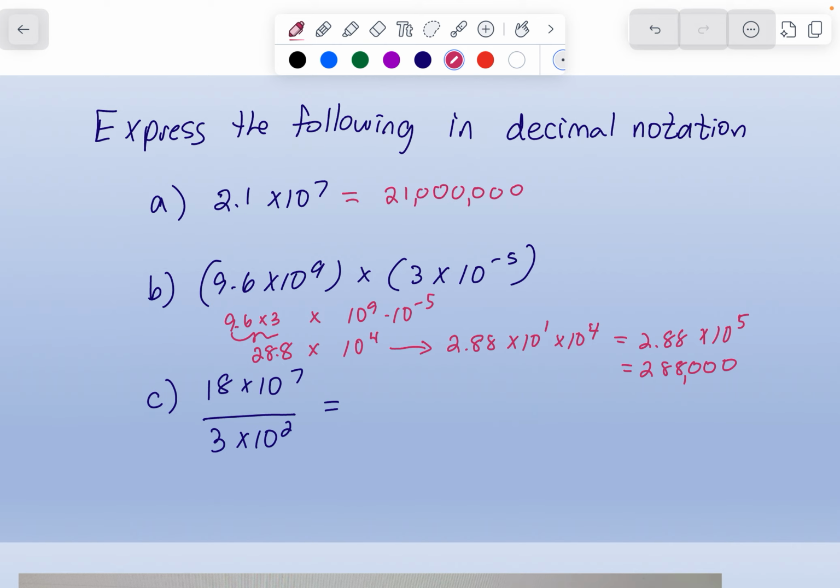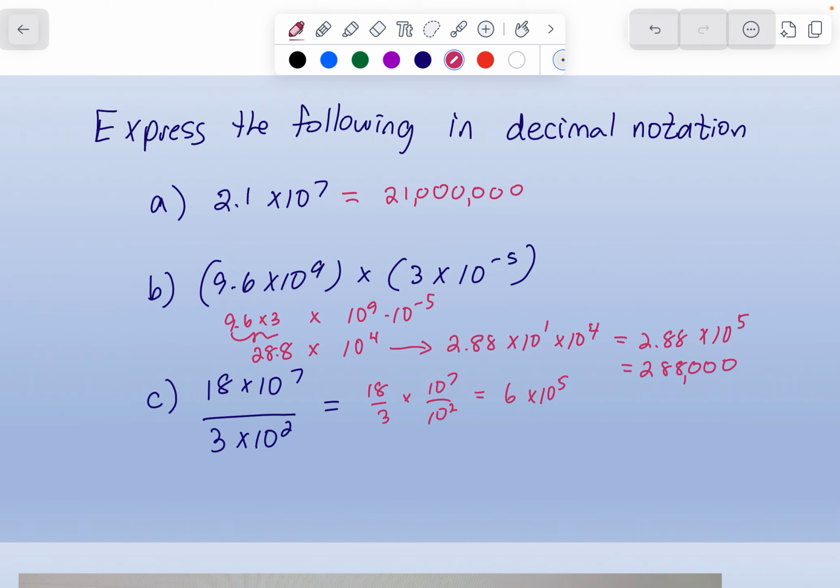Now here you can do the 18 divided by the 3. You can do the 10 to the 7th divided by the 10 to the 2nd. That would be 6. Now here we're going to keep the 10 and subtract the exponents. So that would be 10 to the 5th. Now that's not decimal notation. That's the correct scientific notation.